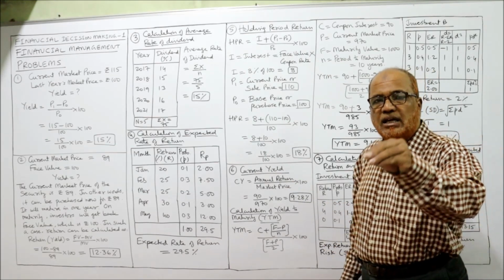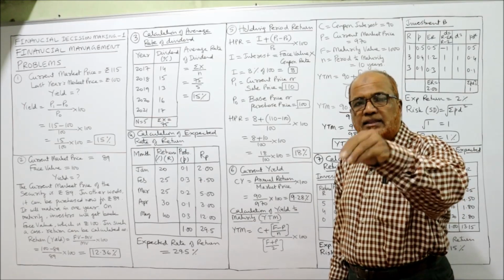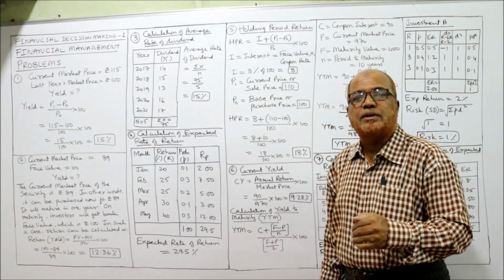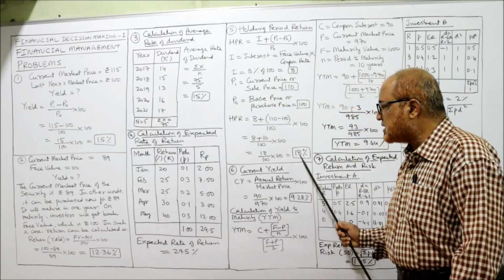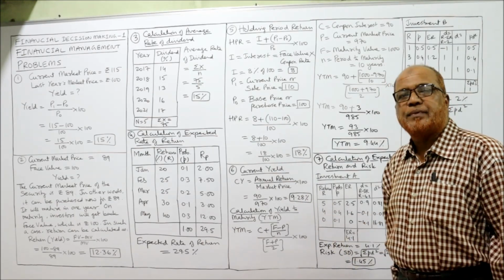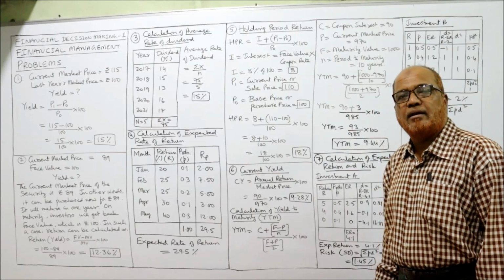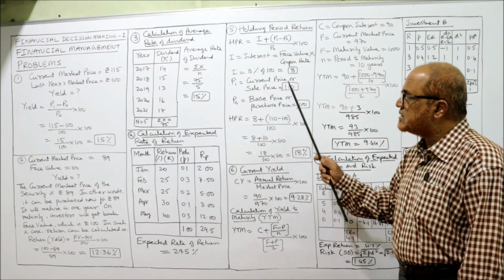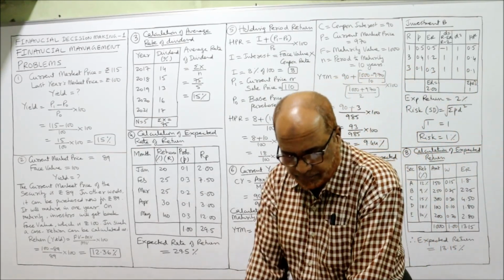The investor has invested 100 rupees. At the end of the year he is going to get 18 rupees. So percentage of return is 18%. 100 will get cancelled. 18% is the HPR, holding period return for 1 year. That's it. This is the fifth problem.